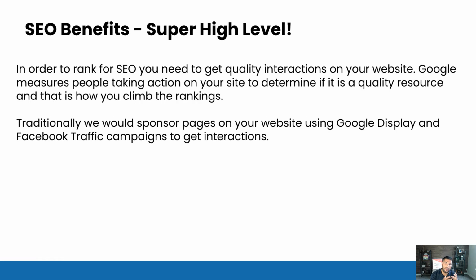So now we're going to talk about the SEO benefits of these campaigns. So this is a super high level explanation, but in order to rank for SEO, you need to get quality interactions on your website. And Google measures people taking action on your site to determine if it's a quality resource, and that is how you climb the rankings. So remember Google's mission. They want to serve the best answer possible to a user's query. And so if people are spending time on your site and they're returning to your site and they're constantly on your site, you must be a good resource for the information on your site. And this is how they determine that, hey, this guy's doing a great job. There's a bunch of people on the site.